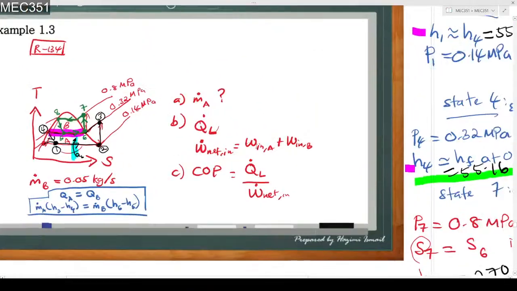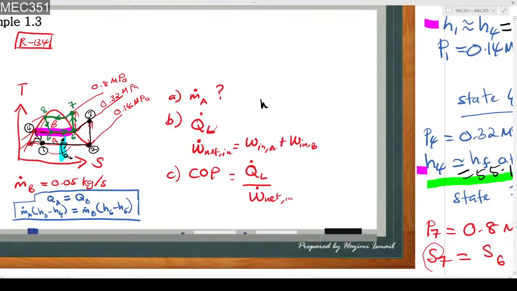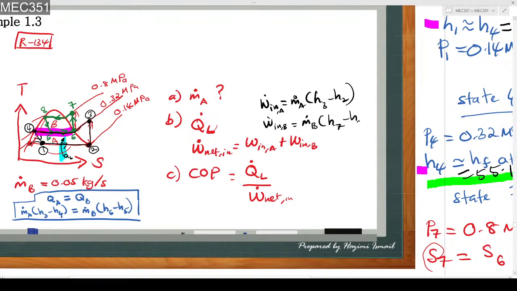So, work in A sama dengan M dot A darab dengan yang ni 3 tolak 2. So, H3 tolak H2. Okay. Yang A. So, kalau work in dekat B, M dot B, okay, berlaku antara 7 dengan 6. Okay. So, rumus ni lah kita pakai.